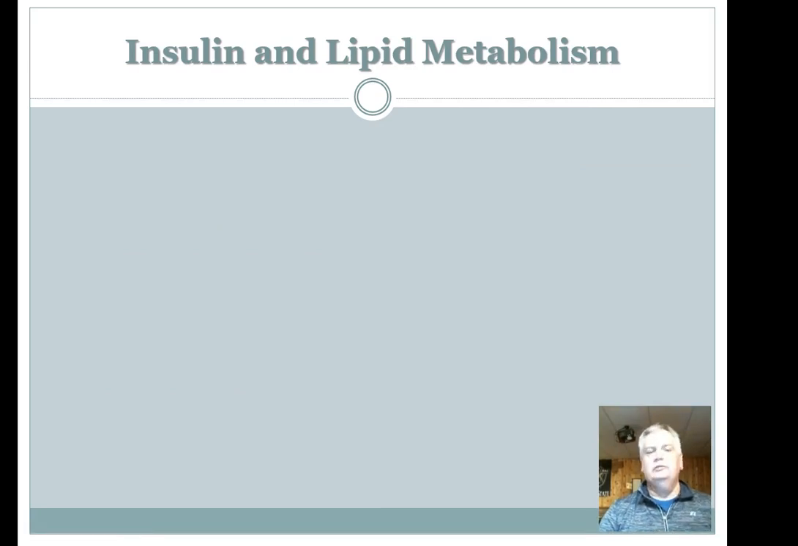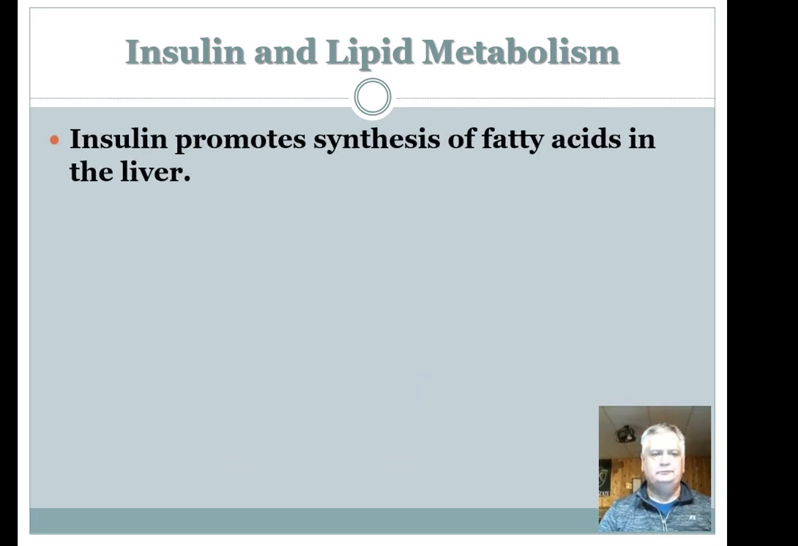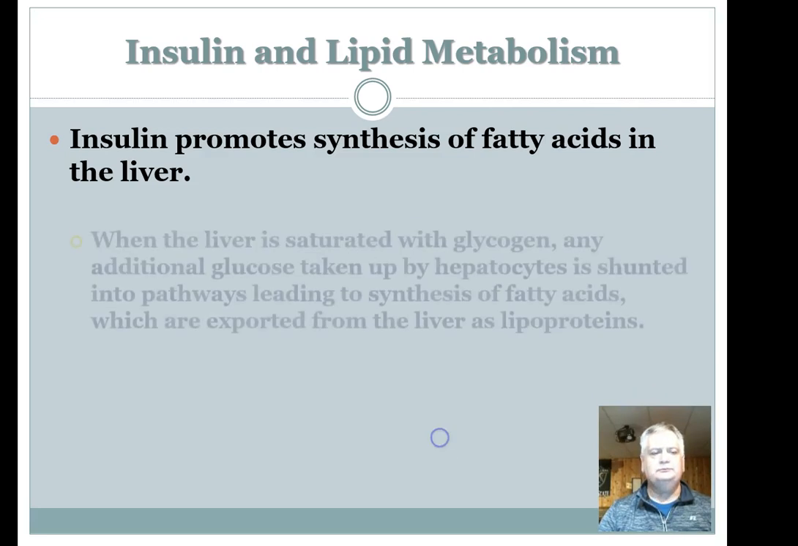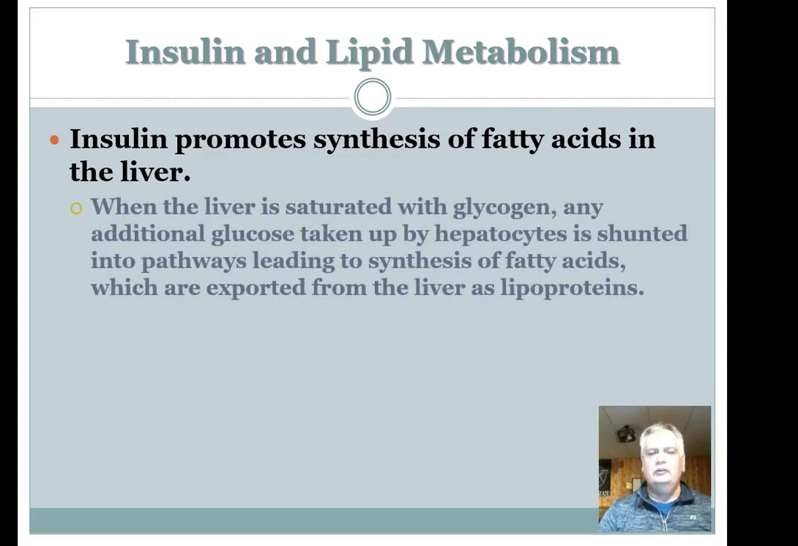All right, so we said that insulin has profound effects on carbohydrate metabolism, also on lipid metabolism and protein metabolism. Let's take a look at lipid metabolism now. So insulin promotes the synthesis of fatty acids in the liver. That's interesting. So when the liver is saturated with glycogen, it's taken up as much glucose as it can, and it's made as much glycogen to store as it can, and it just can't store any more. There's no more room to store any more glycogen.